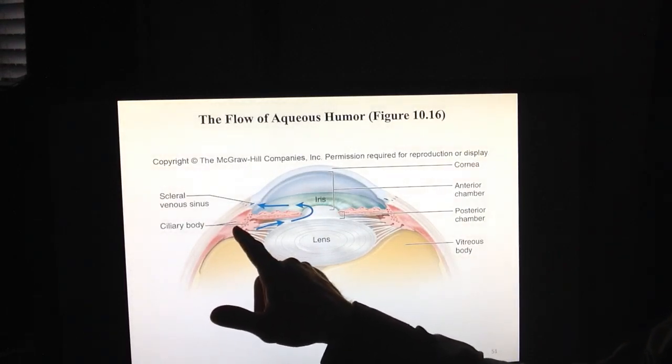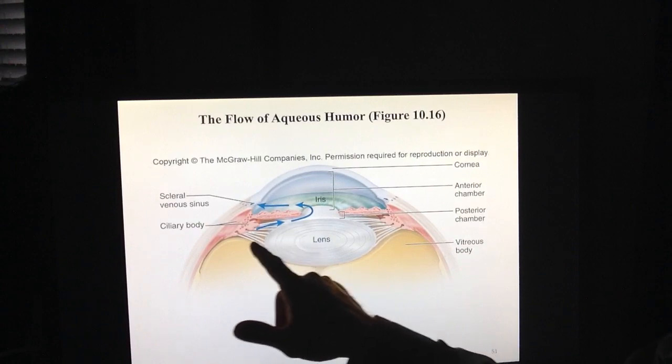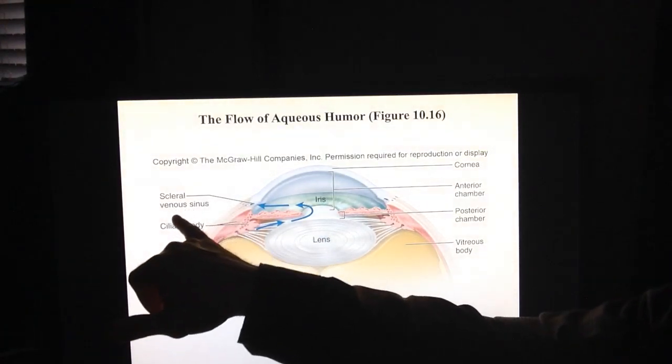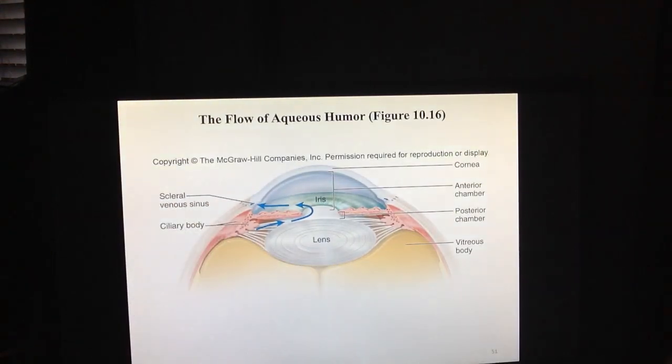Ciliary body pulls on these suspensory ligaments and changes the shape of the lens. This one is on the online lab quiz, but just use this slide 51.